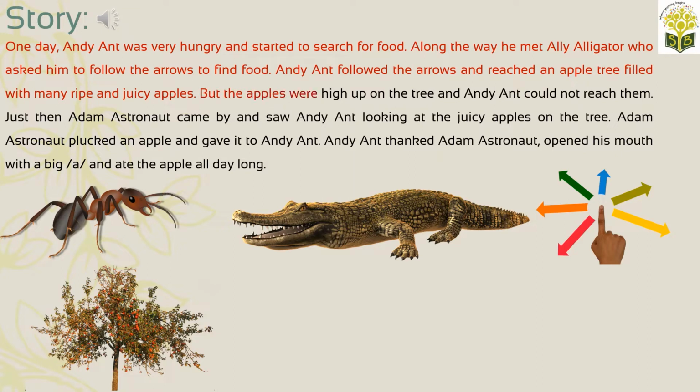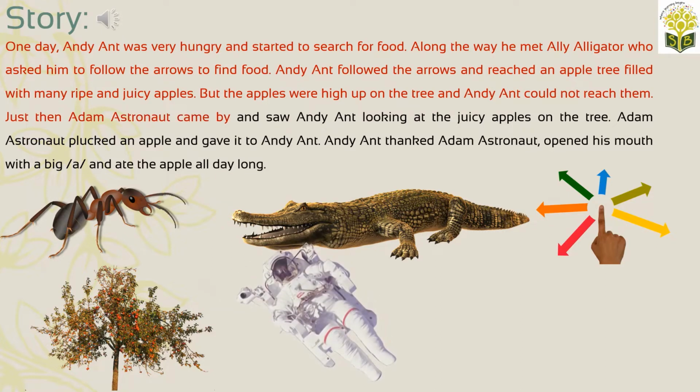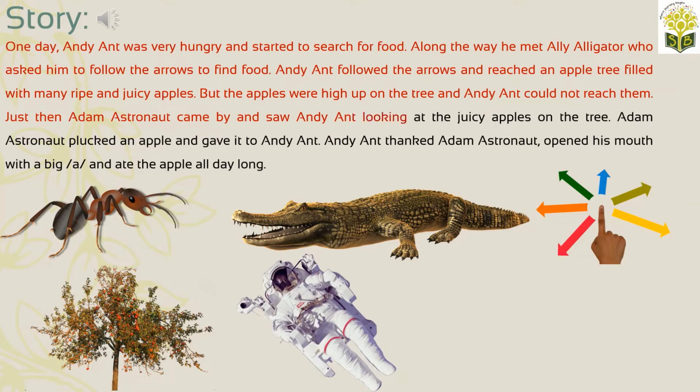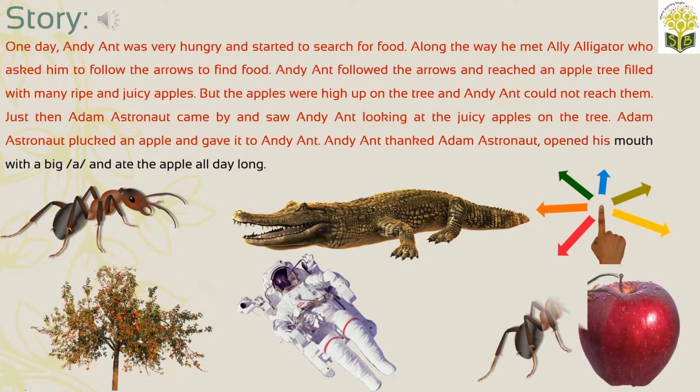But the apples were high up on the tree and Andy Ant could not reach them. Just then, Adam Astronaut came by and saw Andy Ant looking at the juicy apples on the tree. Adam Astronaut plucked an apple and gave it to Andy Ant. Andy Ant thanked Adam Astronaut, opened his mouth with a big A, and ate the apple all day long.